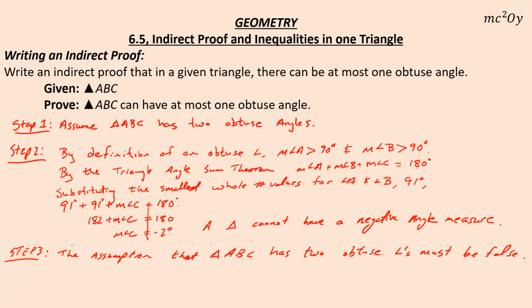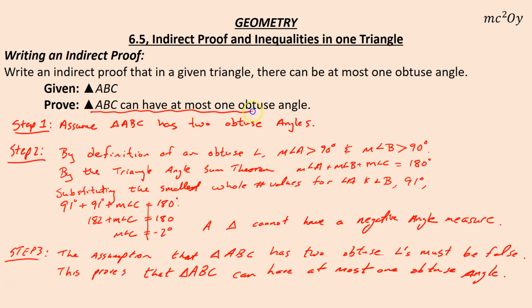That means this proves that triangle ABC can have at most one obtuse angle. And remember, you always want to end with what you're trying to prove there. Okay. All right, there we got it.